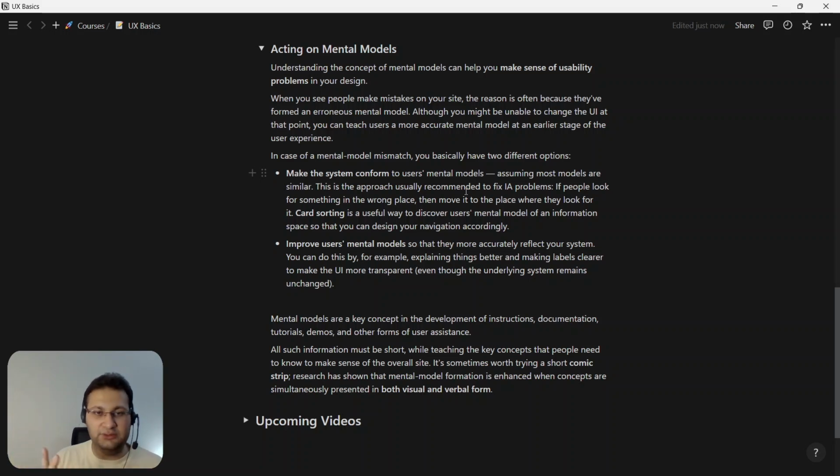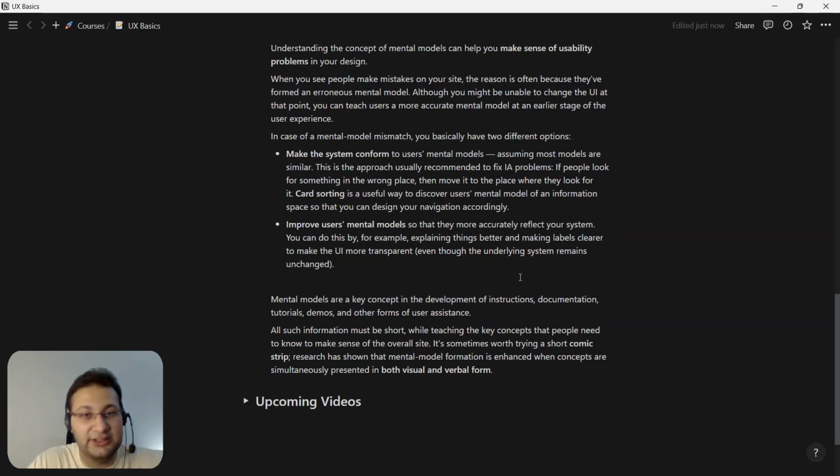That's one approach. The second approach is you improve users' mental models so that they more accurately reflect your system. So you keep the system fairly constant, but you improve the mental models of your users. You can do this by, for example, explaining things better and making labels clearer to make the UI more transparent, even though the underlying system remains unchanged. So you can improve product education, you can improve their mental models and how well informed they are to make sense of your UI. So these are the two approaches: either you change your system's mental model to match the users', or you improve the users' mental models.